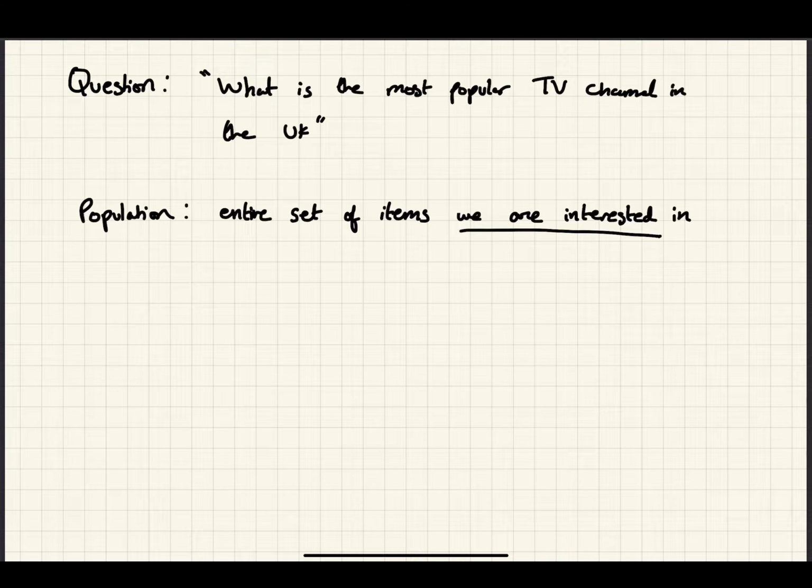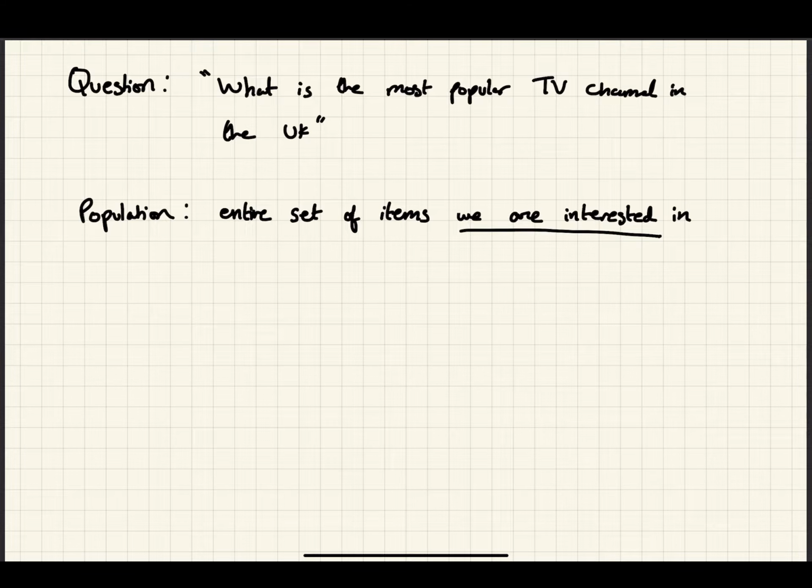So the population is every single person that we're interested in. The population in this case would be the entire UK population who are older than 5. That's what a population is: every single person that we're interested in, or the entire set of items we're interested in.